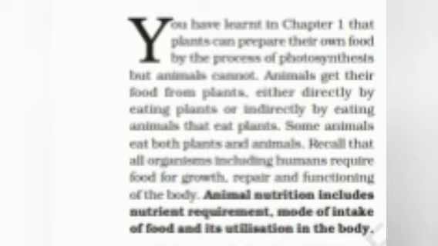Animal nutrition includes nutrient requirement, mode of intake of food, and its utilization in the body of that animal. Animal nutrition मतलब क्या? न्यूट्रिएंट रिक्वायरमेंट, बॉडी को क्या क्या न्यूट्रिएंट की जरूरत है, मोड ऑफ इनटेक ऑफ फूड, फूड वो कैसे खा रहा है, एंड इट्स यूटिलाइजेशन इन द बॉडी, जो फूड खा रहा है उसका कैसे यूज हो रहा है बॉडी के अंदर. सो दैट ऑल इंक्लूड्स एनिमल न्यूट्रिशन.